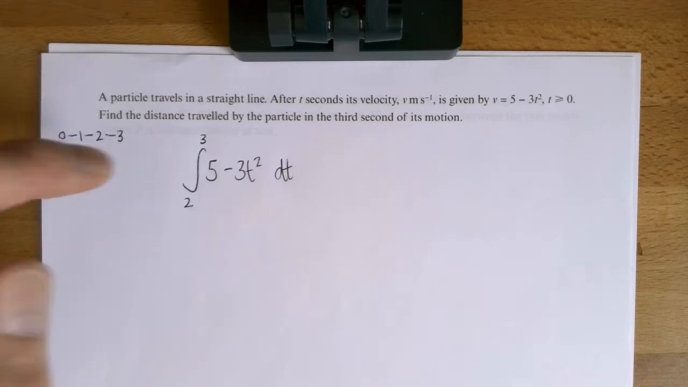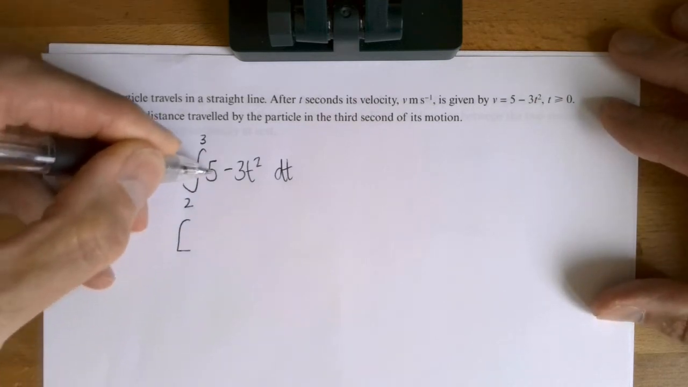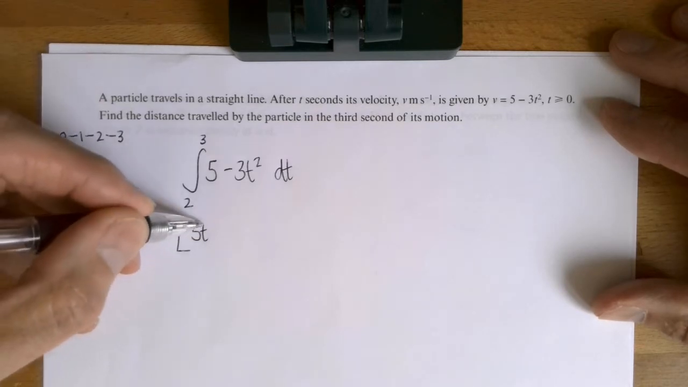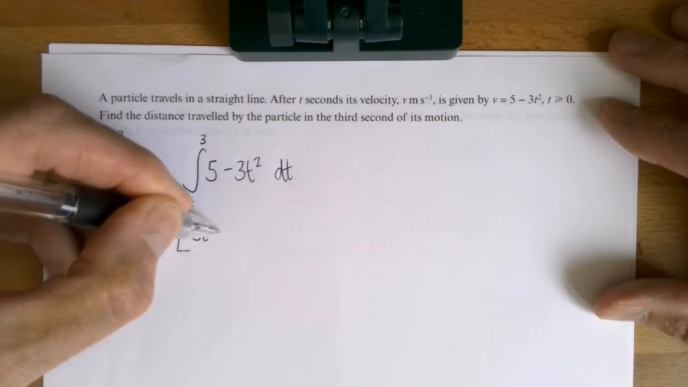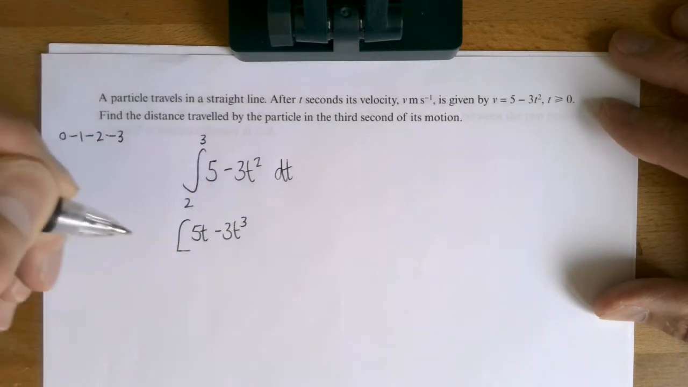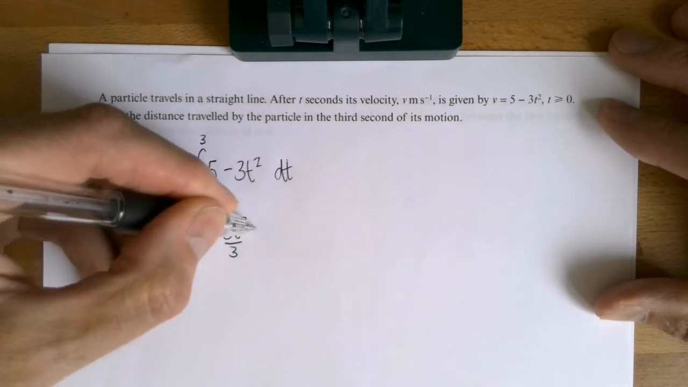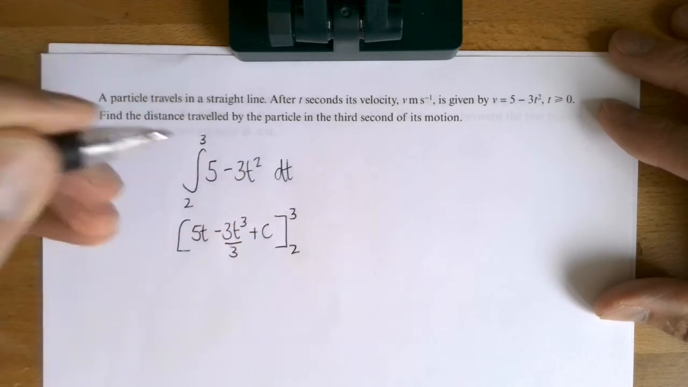So I'm going to firstly integrate this expression. Remember, when you integrate, you are increasing the power by 1 and then dividing by the new power. 5 goes to 5t. Remember, it's the opposite of differentiating, so if I was to differentiate 5t, I'd get 5. The reverse is true. So minus 3t squared becomes minus 3t cubed, increase the power by 1, divide by the new power. I'll come back to that in a minute, and plus c. And that's between 2 and 3, so I tend to put the 2 and the 3 there.